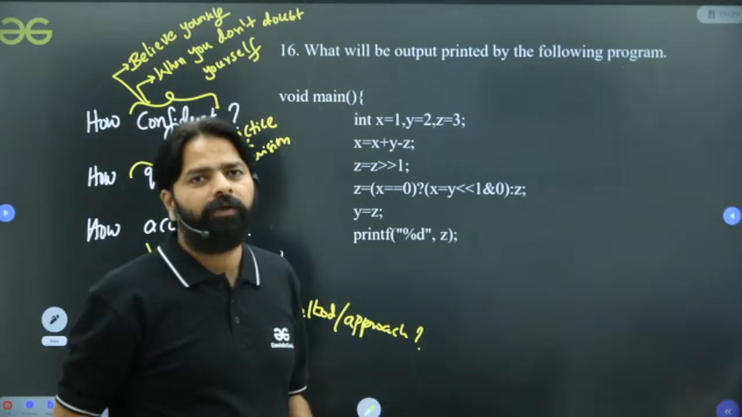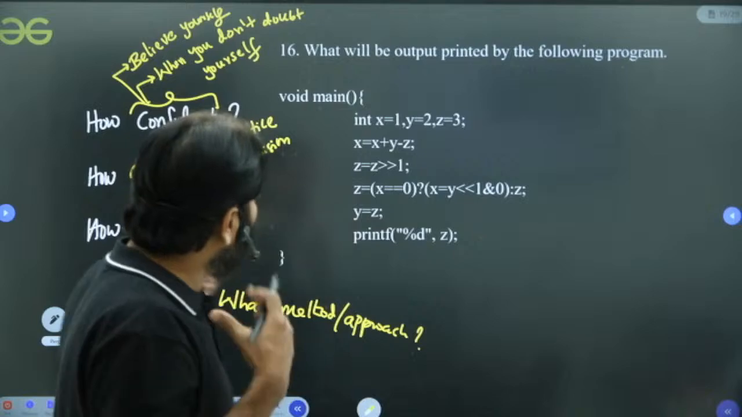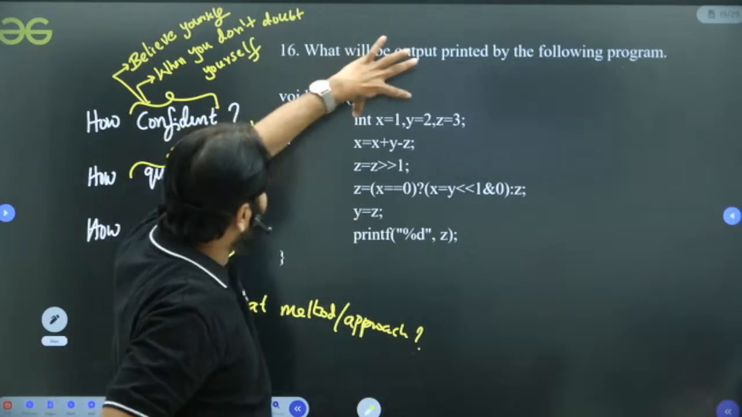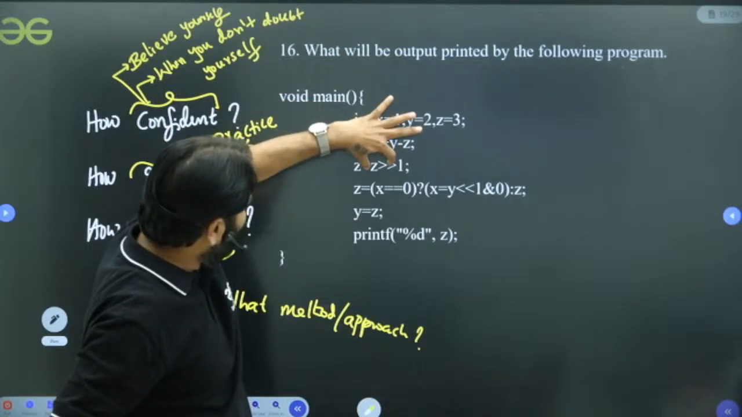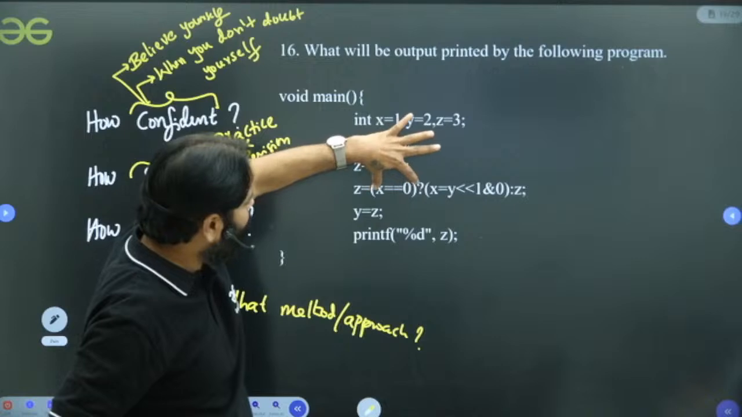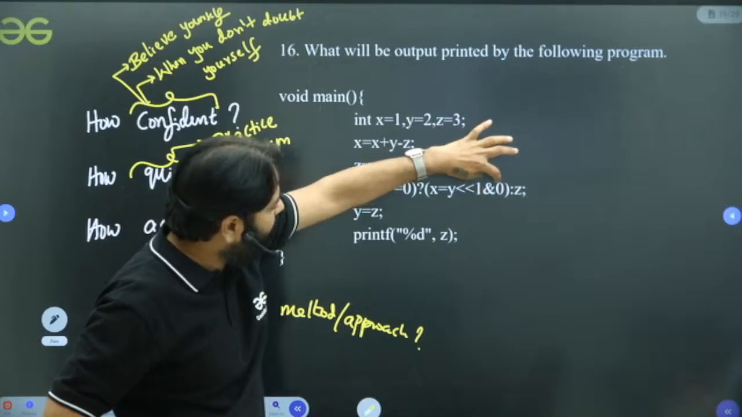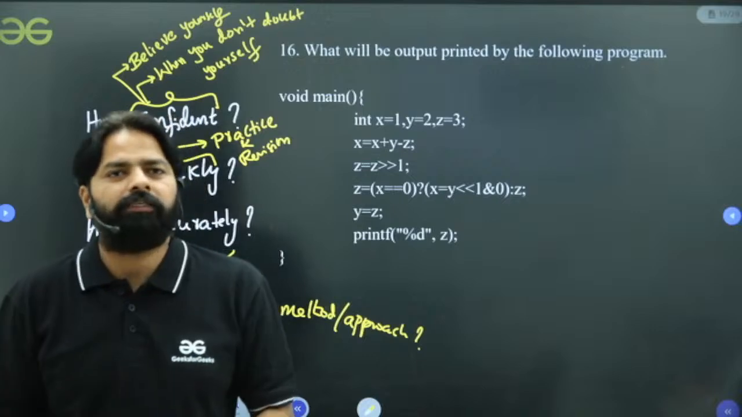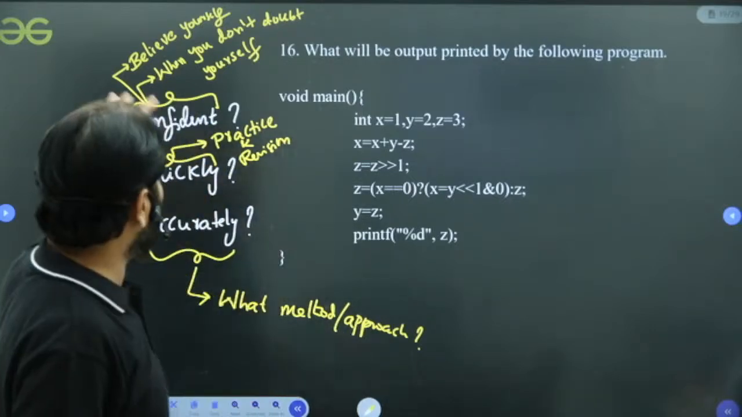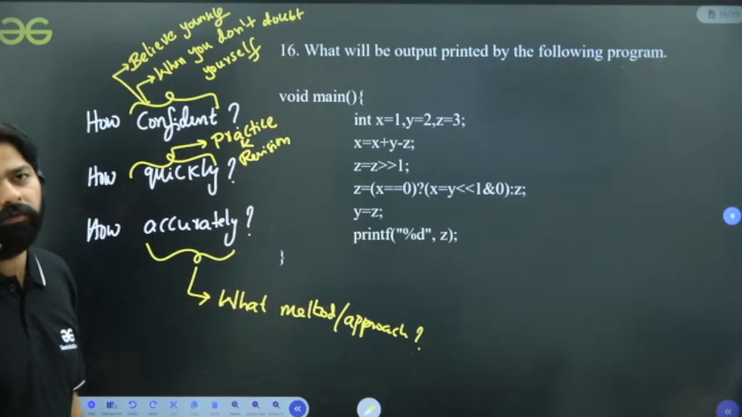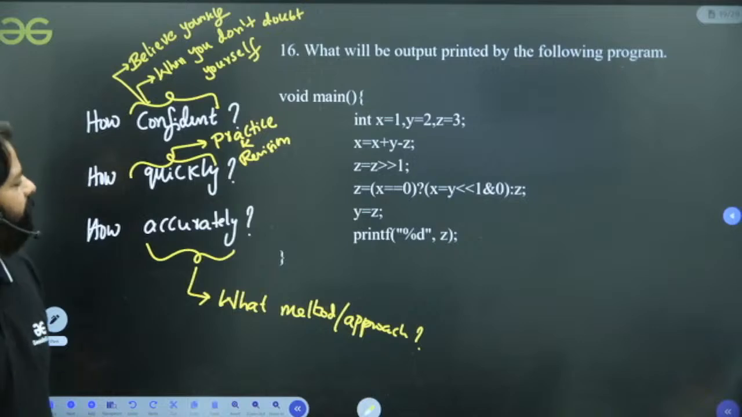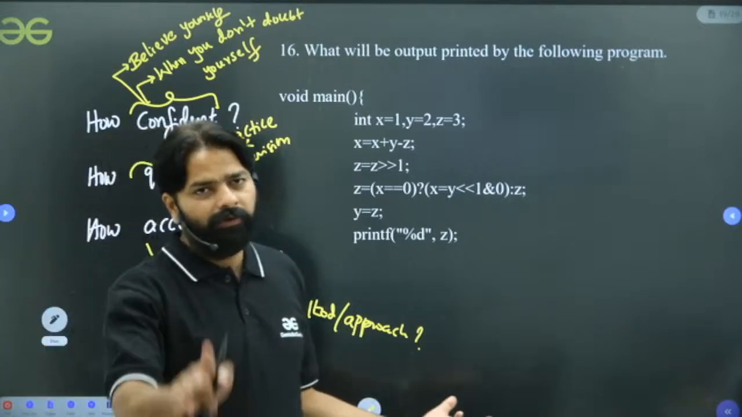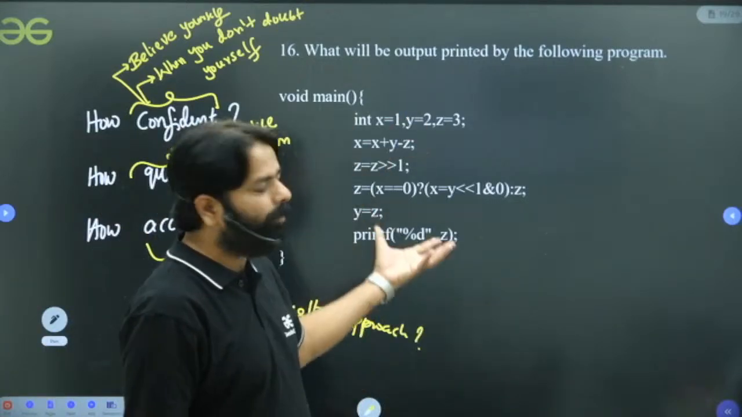Yes or no? When you look at this question, how do you know it's a confidence? I know assignments, I know addition, subtraction, I know right shift, I know logical operators and bitwise operators and conditional operator. I know everything, that makes you confident. Correct? Once you have the confidence, can I do it quickly or not? Yes, quickly you can do it, but will you get the right answer? That depends on how you approach.